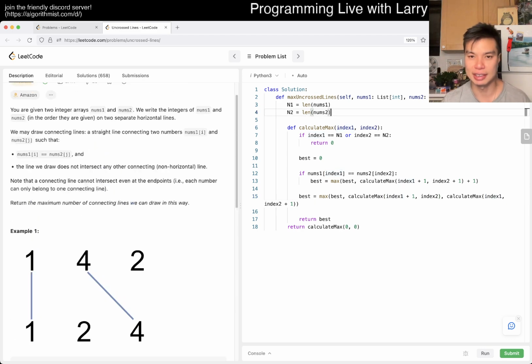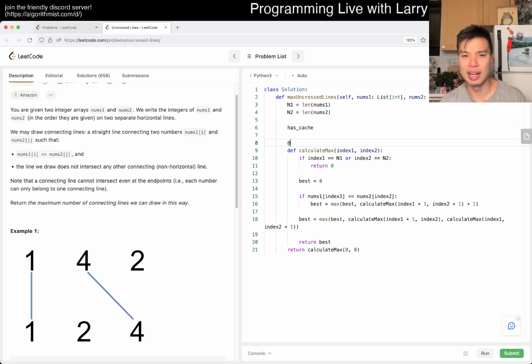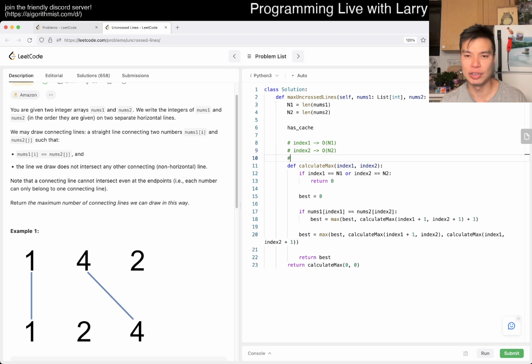So let's do it. Let's just add a cache. And of course we already analyzed this before. Index 1 is O of n1, index 2 is O of n2. So the total input is O of n1 times n2, right?